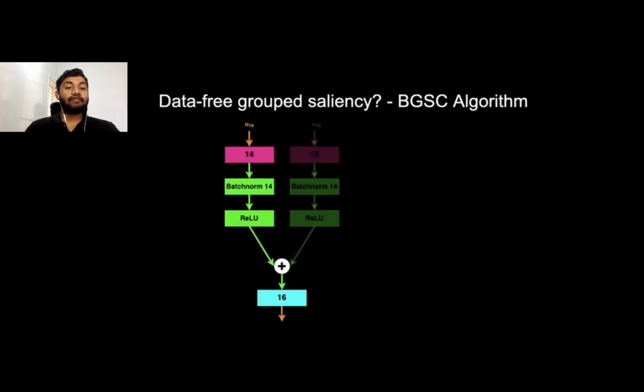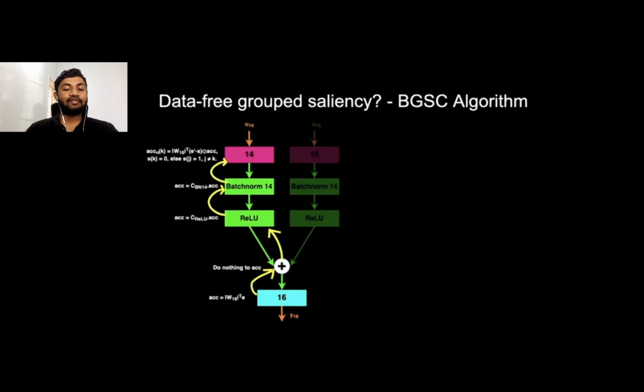We present the backwards graph-based saliency computation algorithm, or the BGSC algorithm, which is our novel data-free saliency mechanism for coupled elements. Consider a DFC as shown and focus on the path between layers 14 and 16. We accumulate scores with the accumulator vector initialized as shown. As we traverse backwards on the data flow graph, we do nothing when we encounter a residual connection. When we encounter an element-wise transformation, we multiply the accumulator vector by the transformation's Lipschitz constants. Finally, on reaching a feed-in layer, we compute the accumulator score along the path pi for neuron k as shown.